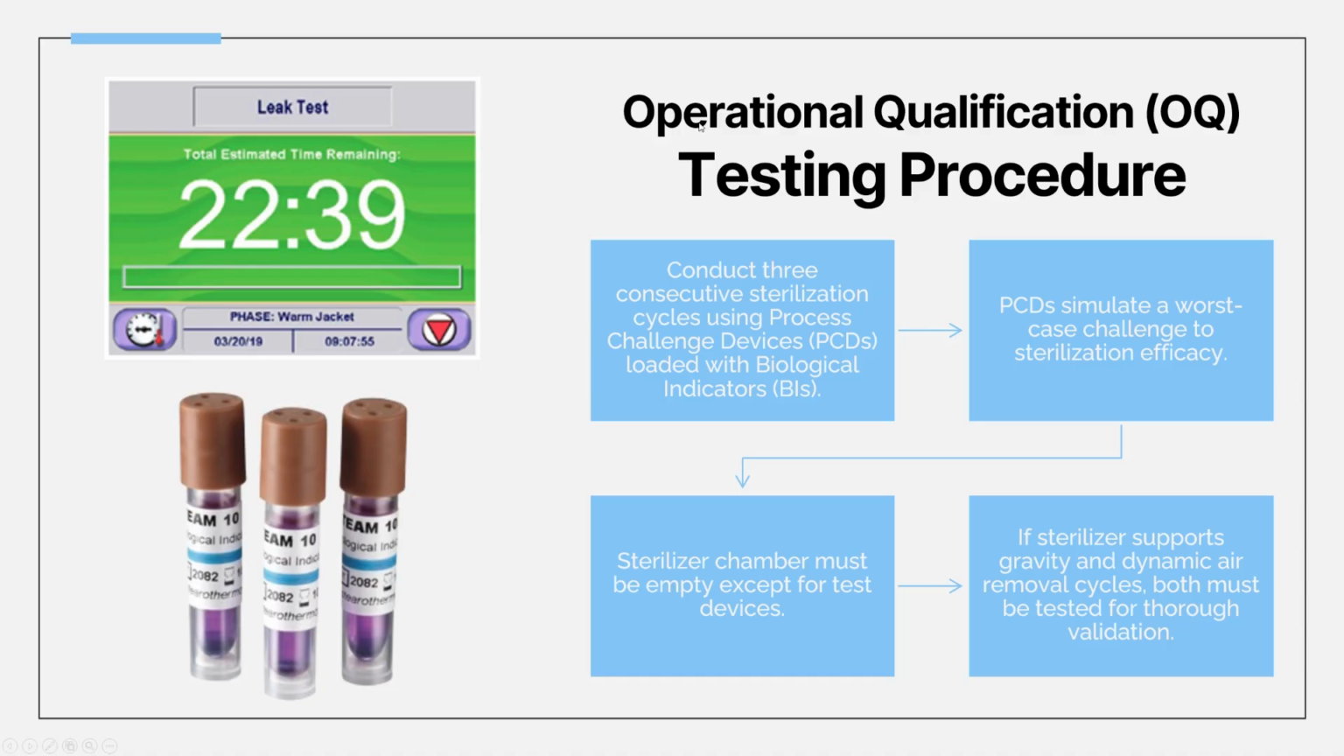So operational qualification, testing procedure. Technicians simulate typical cycles with test loads. Parameters like time, temperature, pressure are logged digitally or via chart recorders. All results must fall within manufacturer defined ranges.